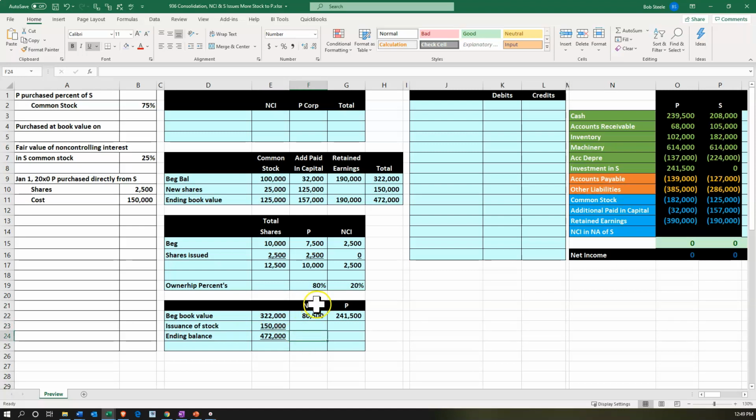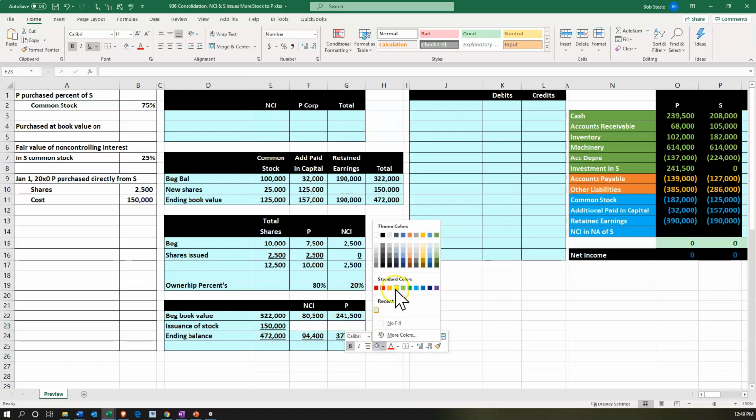So in other words, I'm on the non-controlling interest side. I'm going to say I would like this to be that 472 times the 20% here, because this is the non-controlling interest. And then I would like this to be the 472 times the controlling interest, or the 80%. So then we can subtract it out, or we can back into this number. I'll make this yellow just to show that this is like the last step of the process.